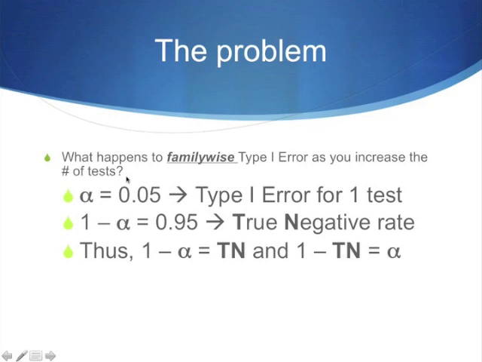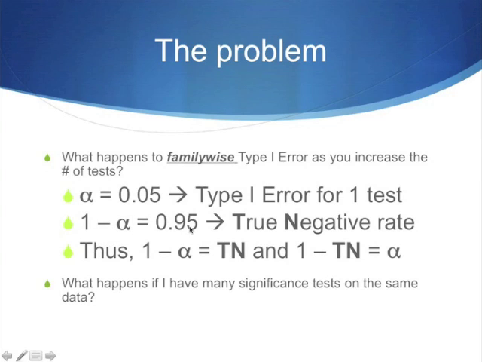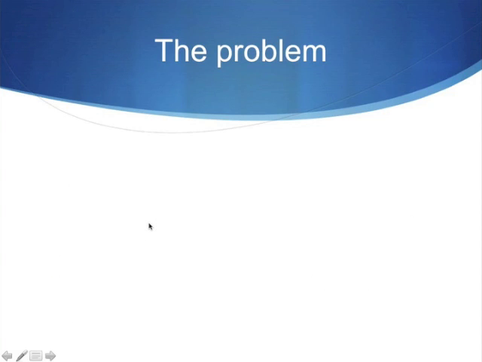As you increase the number of tests, what does it mean? Our alpha level is equal to 0.05, so 1 minus 0.05 is 0.95. This is our true negative rate. So here is the equation, 1 minus 0.05, and here is our true negative rate. So what happens if we have many significant tests on the same data? What happens to this equation?